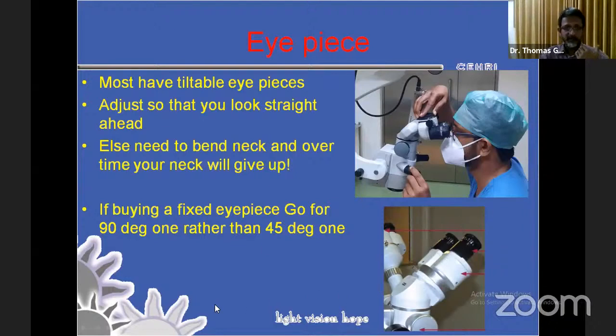If you're going and buying a microscope with a fixed eyepiece, there are two options. One is a 90-degree eyepiece and one is a 45-degree one. The 45 may look good, but 90 is what you should go for if you're bothered about your neck.